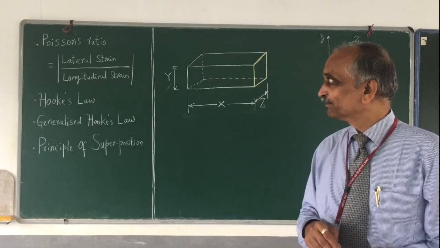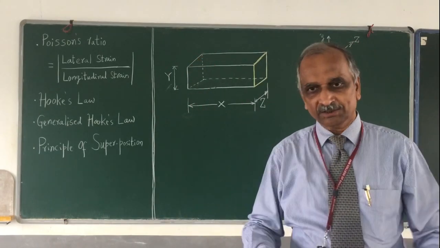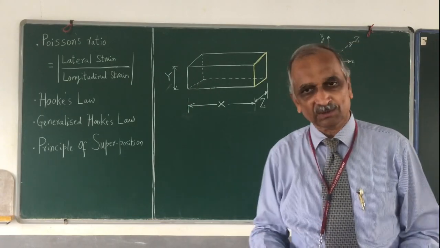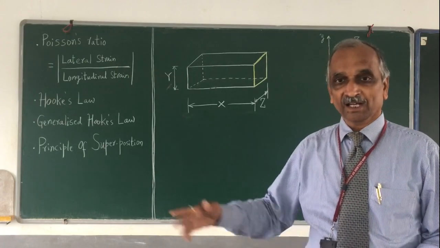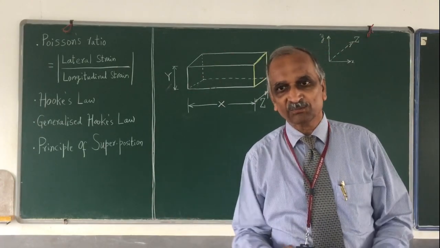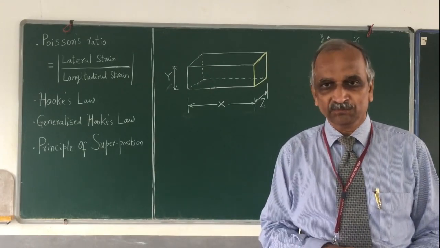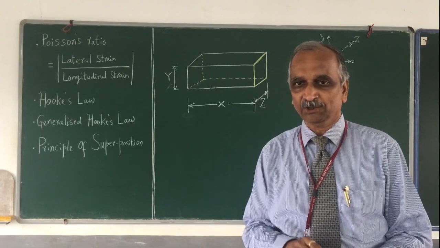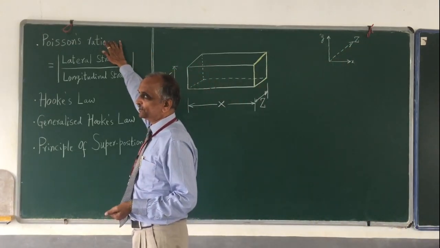Then, knowing Poisson's ratio and Hooke's law, I shall expand Hooke's law to make it what is called the generalized Hooke's law. And while understanding all this, we shall also go through something unknowingly, which is called the principle of superposition. All that we shall try to understand. So let us start with the first term, Poisson's ratio.